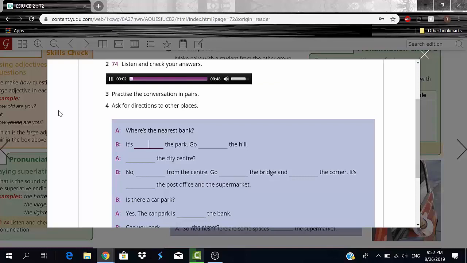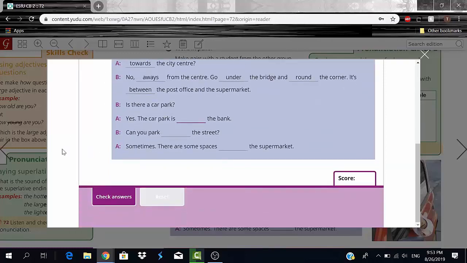74. Exercise E2. Listen and check your answers. Where's the nearest bank? It's near the park. Go down the hill. Towards the city centre? No, away from the centre. Go under the bridge and round the corner. It's between the post office and the supermarket. Is there a car park? Yes, the car park is behind the bank. Can you park in the street? Sometimes. There are some spaces in front of the supermarket.